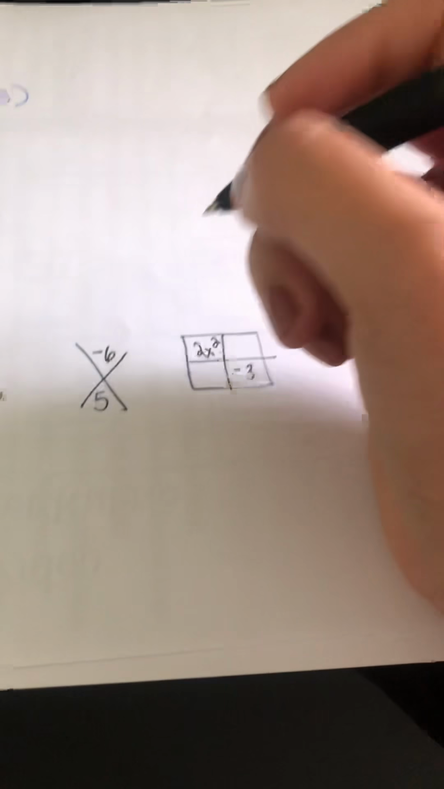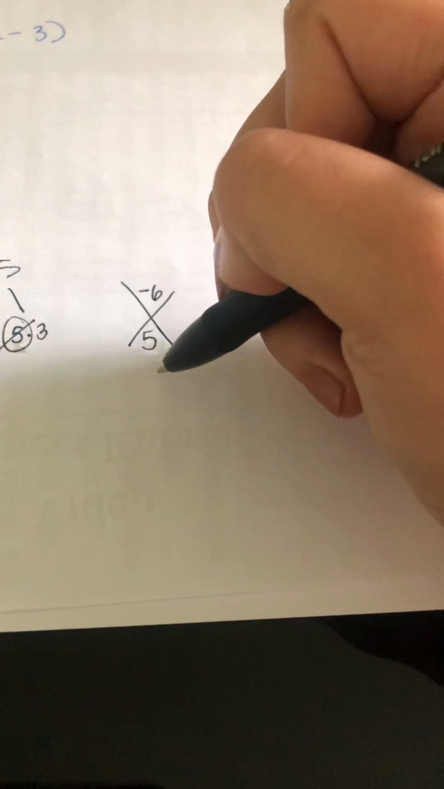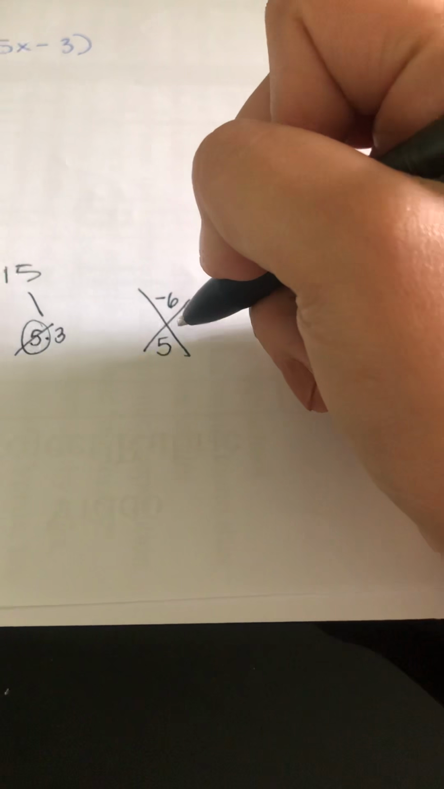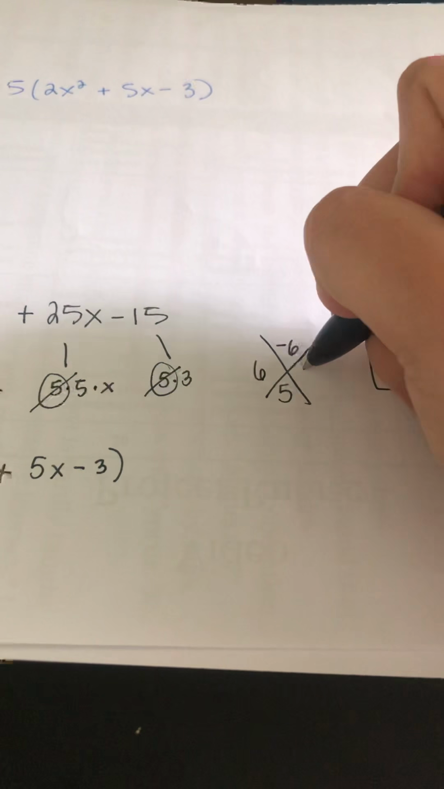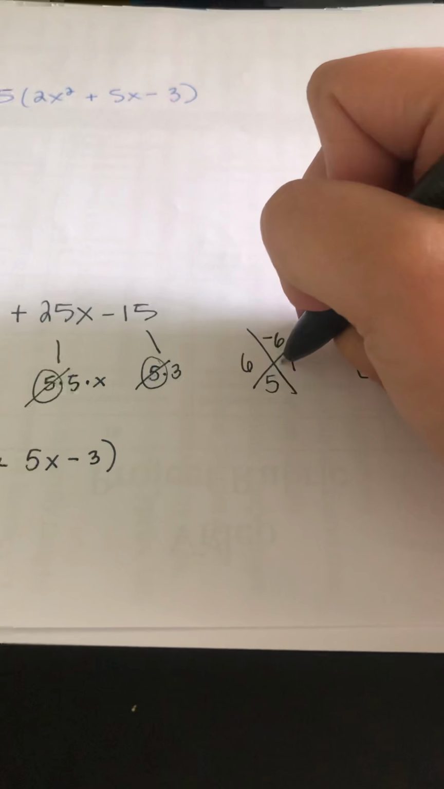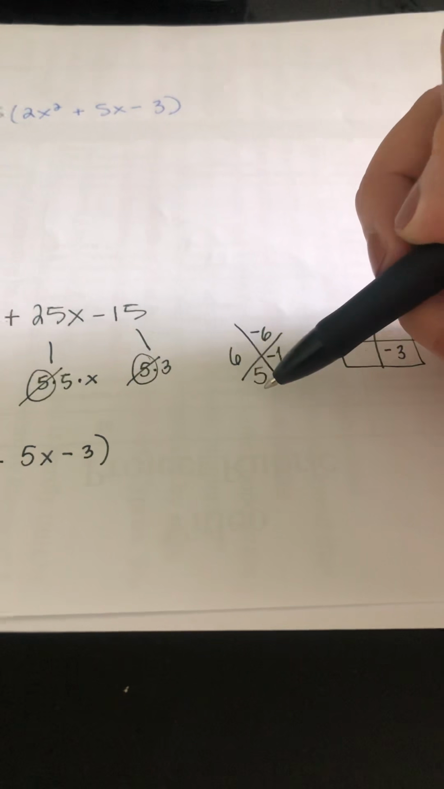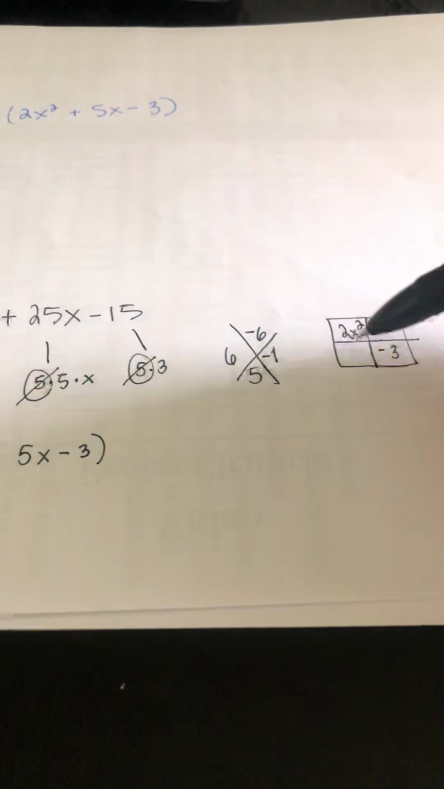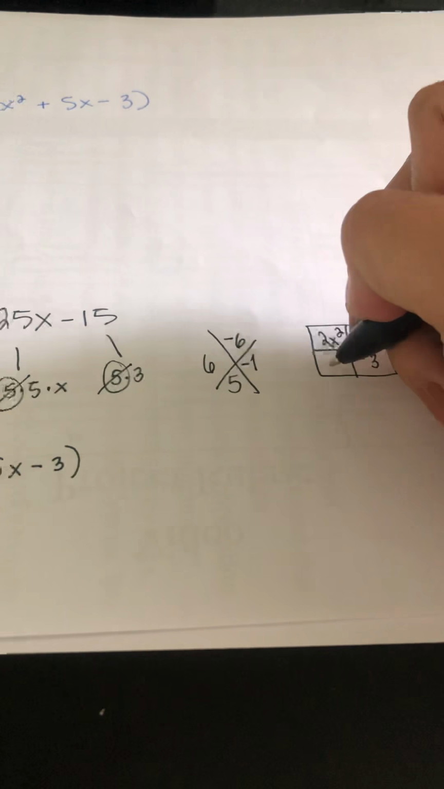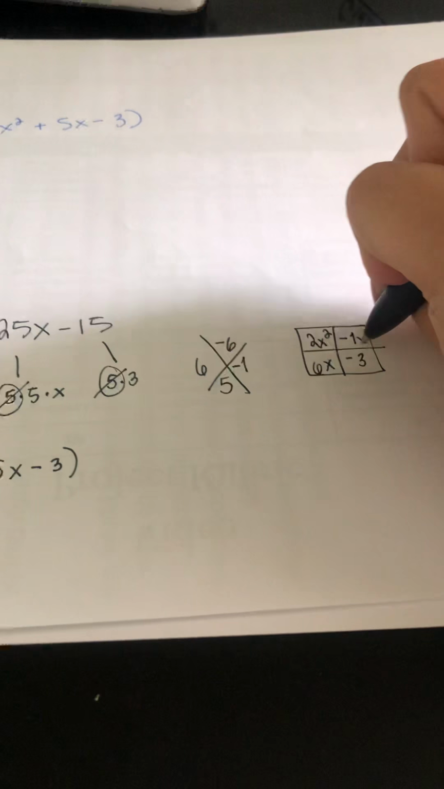So I need to find two numbers that when I multiply them, they give me negative 6, but when I add them, they give me 5. So I already know that if I do 6 and 1, it would work, and I would have to make one of them negative. So 6 times negative 1 would give me negative 6. And then if I add these, 6 plus negative 1, it gives me positive 5. So that means 6 and negative 1 will go in these two boxes. Again, the order doesn't matter. So 6x, negative 1x, okay?